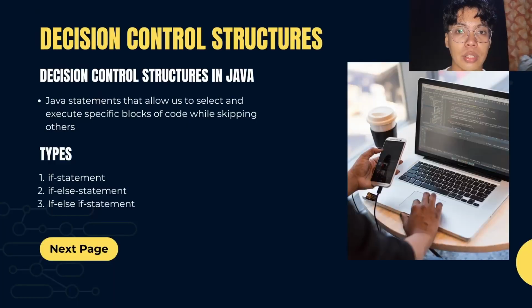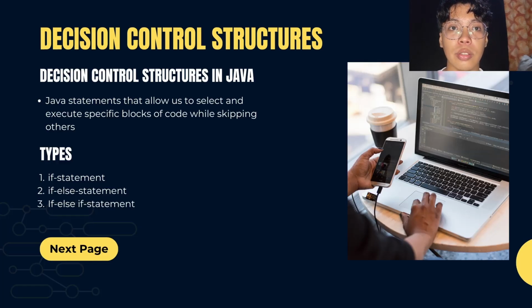Next is decision control structures. Decision control structures in Java allow us to select and execute specific blocks of code while skipping others. The types of these are: number 1, if statement, number 2, if-else statement, and lastly, if-else-if statement. So, what does this mean? Decision control structures allow the program to choose between different paths. For example, deciding what to do if a user is logged in versus not logged in.